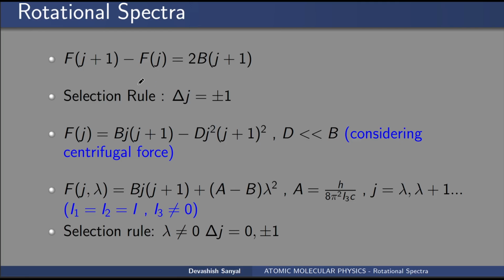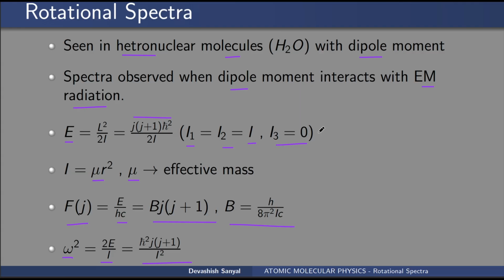The difference in the inverse of wavelength between two consecutive energies is given by this: F at J plus 1 minus F at J is equal to 2 times B multiplied by J plus 1. This you can easily check from the expression. B is the constant we have already defined, and the selection rule for transition is delta J equal to plus or minus 1. This is for the rigid rotator. Remember, this condition has to be satisfied.